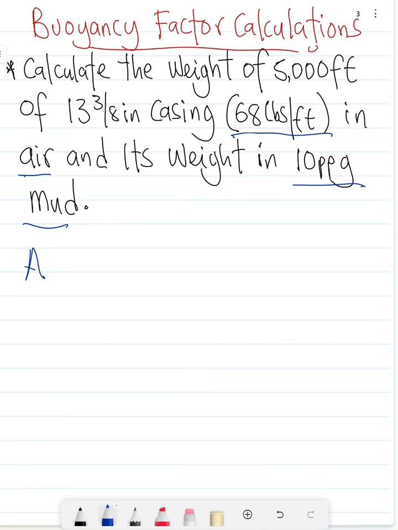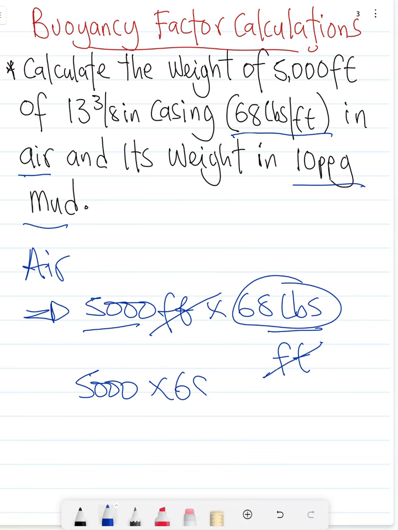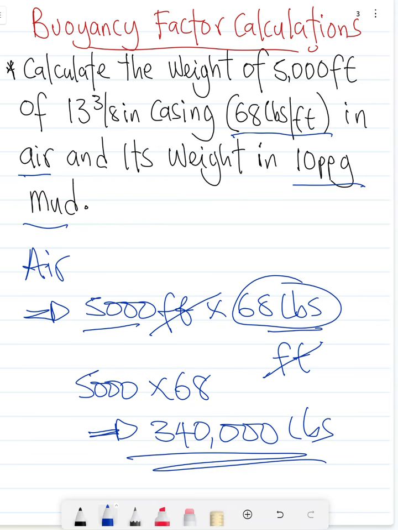So quickly, let's calculate the weight in air. The weight in air is going to be simple. You just have 5,000 feet times the weight, 68 pounds per foot. It's always good to pay attention to the units, because with the units, you can know what to multiply, what to divide, and get your final answer. In this case, feet cancels feet, so your 5,000 multiplies 68 pounds. So we have 5,000 times 68, and when you do the numbers, it will be 340,000 pounds. This is the weight in air.